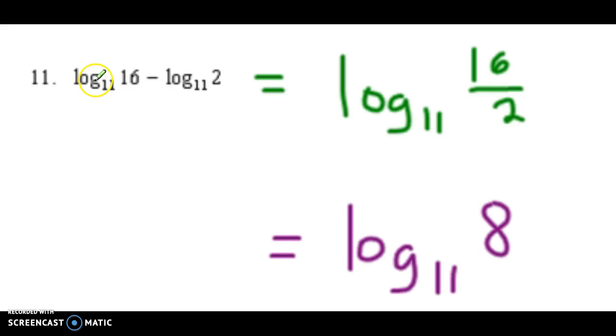Problem number 11, I have log base 11 for both of them. I am subtracting. That means if I was dealing with the exponents, I would be dividing. So 16 divided by 2 is 8. So I got log base 11 of 8.